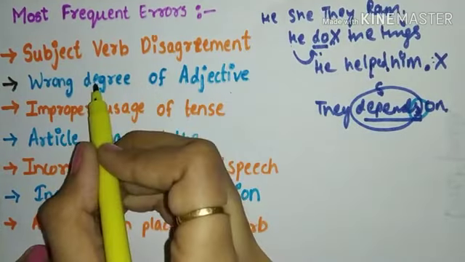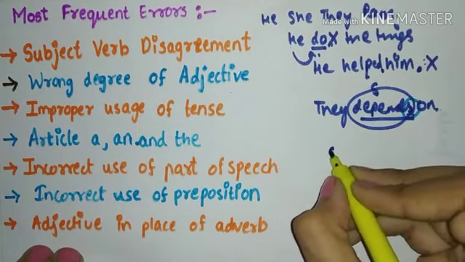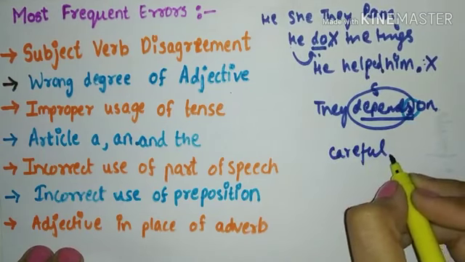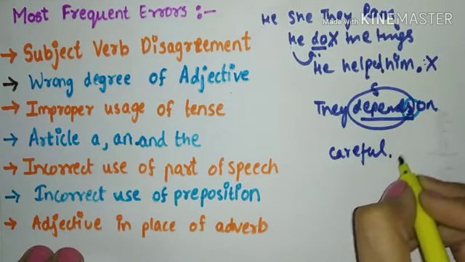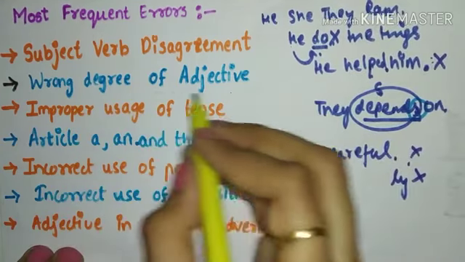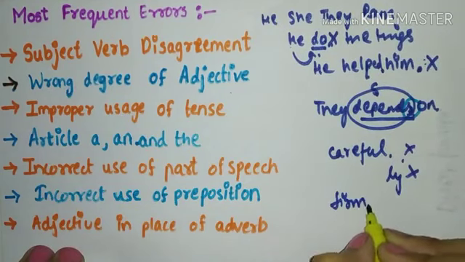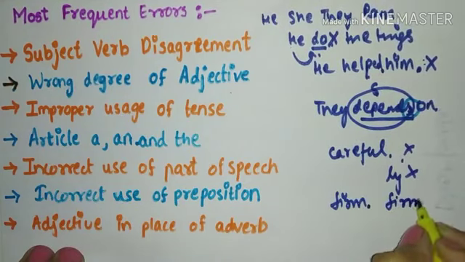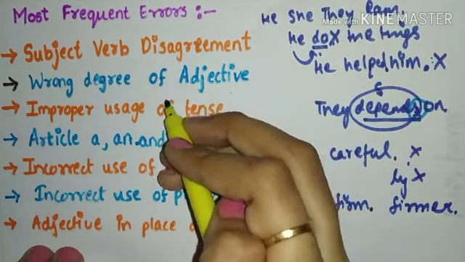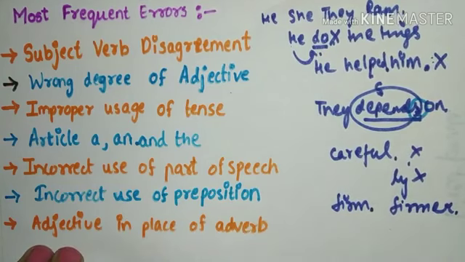Now another one is wrong degree of adjective. Somewhere it is to be used like careful, and instead of careful it is used as carefully. So in that case it is wrong. A lot of times the degree of adjective is wrong, like somewhere firm has to be used, and instead of that firmer is used. So this kind of wrong degree of adjective question also appears. We will discuss it with examples in the further part of the video.